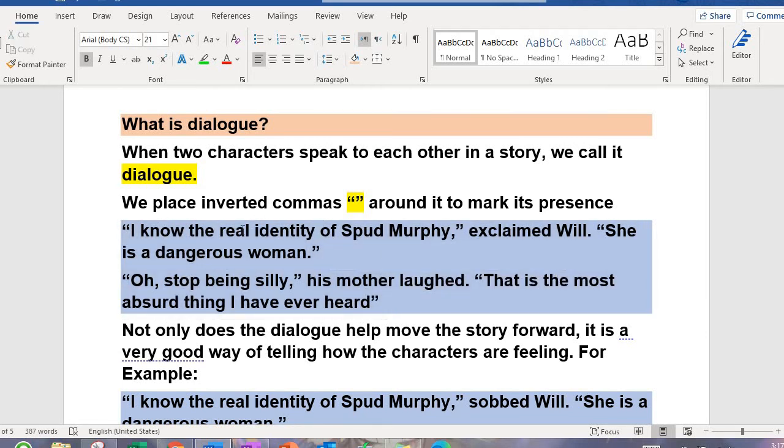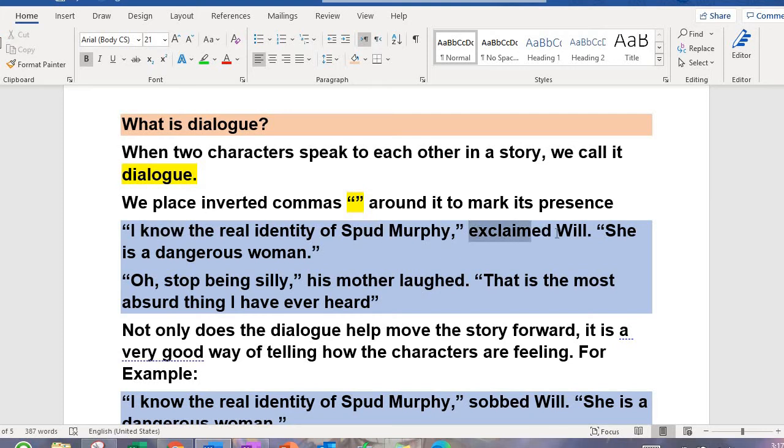Look over here. "I know the real identity of Spud Murphy," exclaimed Will. "She is a dangerous woman." "Oh, stop being silly," his mother laughed. "This is the most absurd thing that I have ever heard." Now you can see that the words that they are speaking are in present tense. I know, not I knew. The writer has chosen to use present tense, and most of the times this is how dialogues are written.